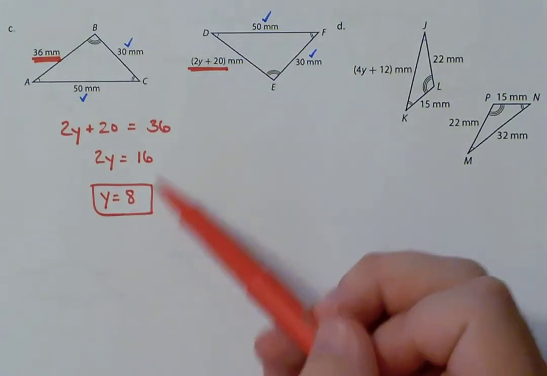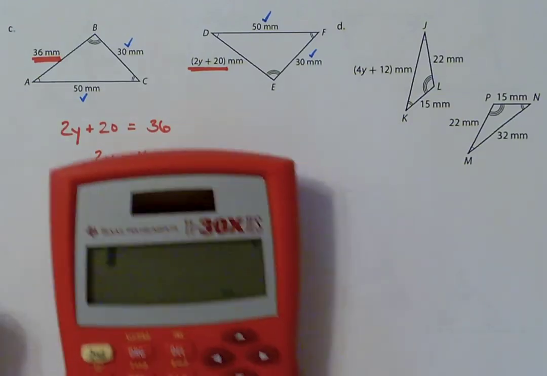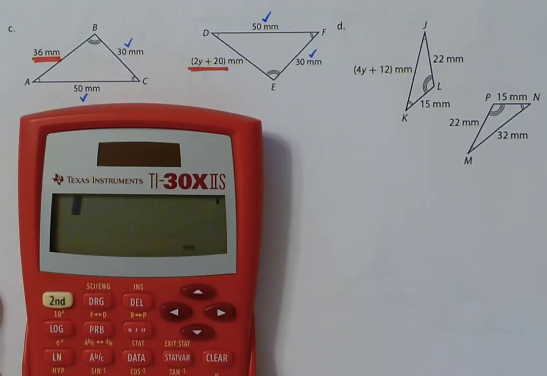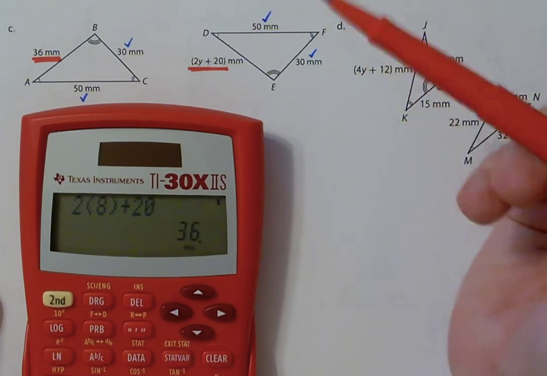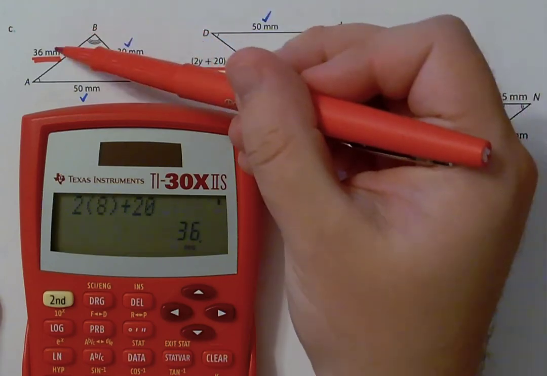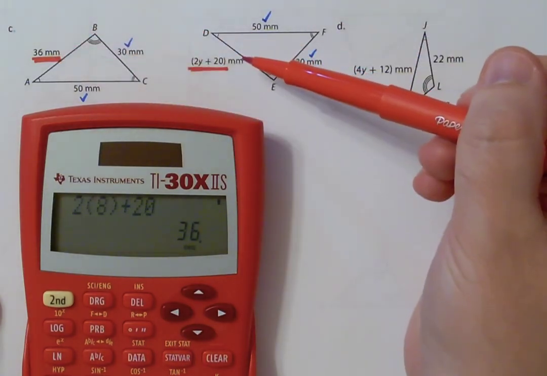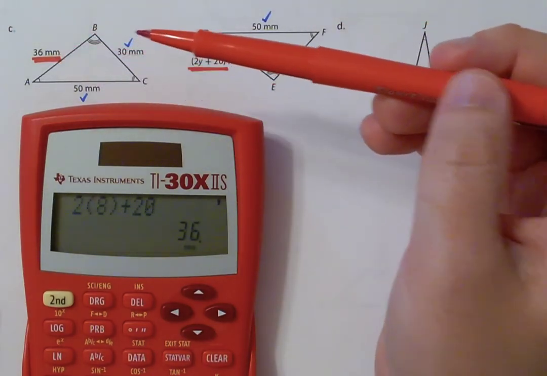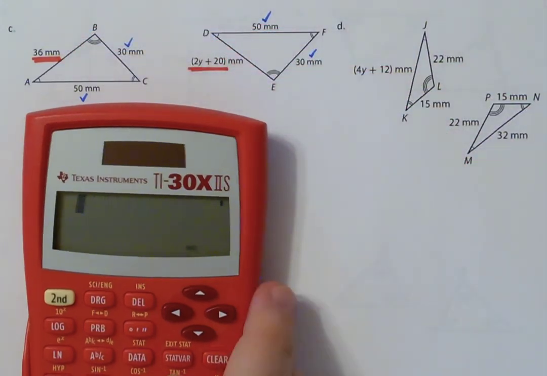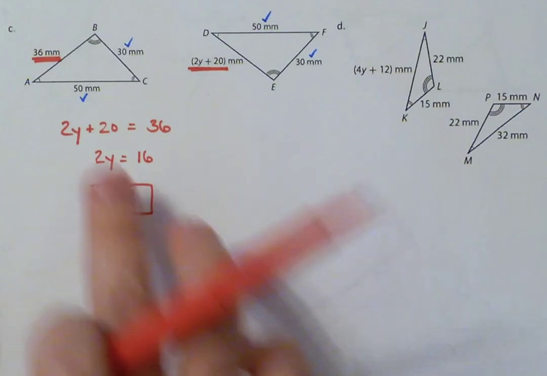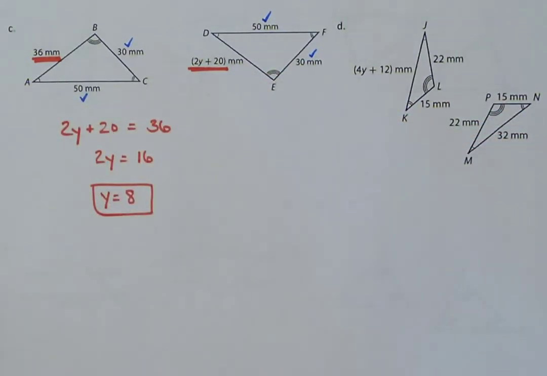So if I were to plug this y back in for 8, if I did 2 times 8 plus 20, I should get 36. And I do, so I know that these two side lengths are the same measure then. So then I know that y needs to equal 8 for these two triangles to be congruent.